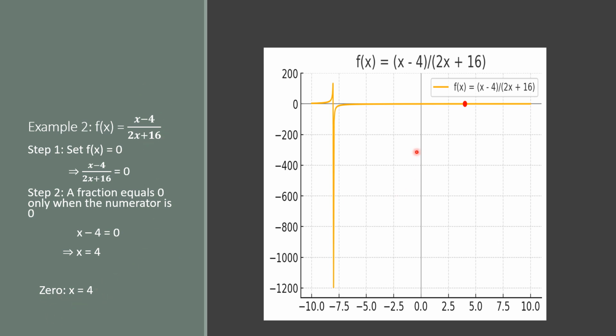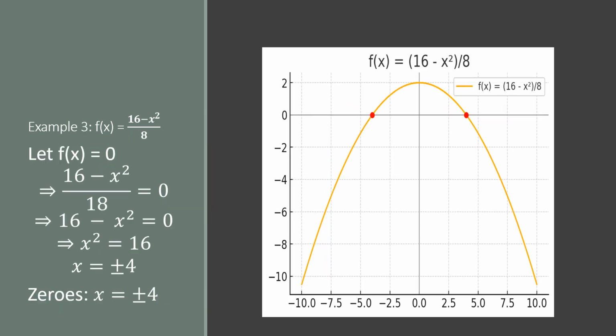Let's look at the graph section here. The graph of f of x equal to x minus 4 divided by 2x plus 16. So the zero of the function is x equal to 4. So 4, look at where the red pen is. So this section is 4. And the output is what? 0. So look at the graph of this particular function. It is asymptotic. Yes.